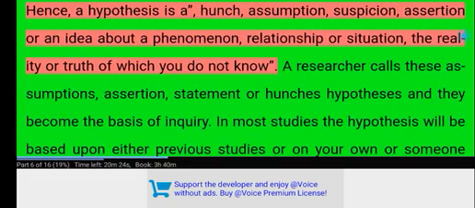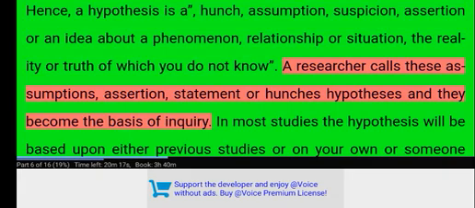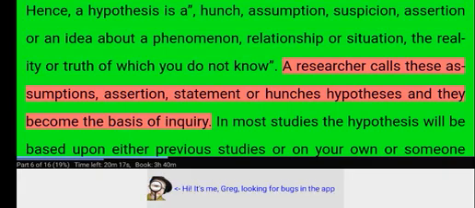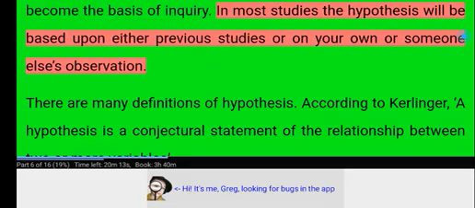Definition of hypothesis. Hence, a hypothesis is a hunch, assumption, suspicion, assertion or an idea about a phenomenon, relationship or situation, the reality or truth of which you do not know. A researcher calls these assumptions, assertions, statements or hunches hypotheses, and they become the basis of inquiry. In most studies, a hypothesis will be based upon either previous studies or on your own or someone else's observation.